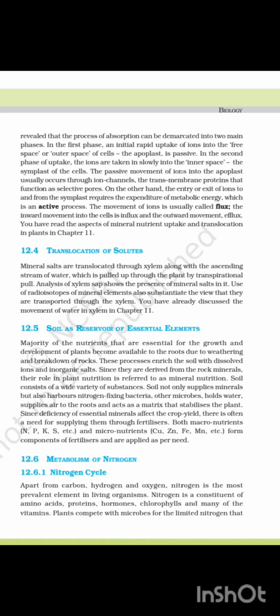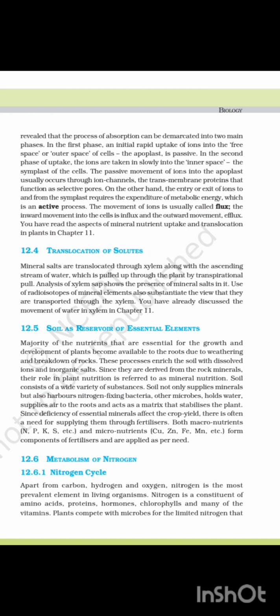12.5 Soil as reservoir of essential elements. Majority of the nutrients that are essential for the growth and development of plants become available to the root due to weathering and breakdown of rock. These processes enrich the soil with dissolved ions and inorganic salts. Since they are derived from the rock minerals, their role in plant nutrition is referred to as mineral nutrition.